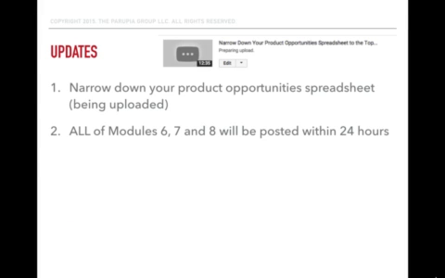Next, all of modules 6, 7, and 8 will be posted within 24 hours. There were a few issues with that as well, so that will be all up very, very soon. Next, the product checklist. I know that you guys have been waiting for that. It's almost done. I know that for some of you, having a checklist is an easier way to keep track of your products. Obviously, the spreadsheet itself is almost like another version of the checklist, but that will be up by tonight as well. And that's pretty much all the updates I have.